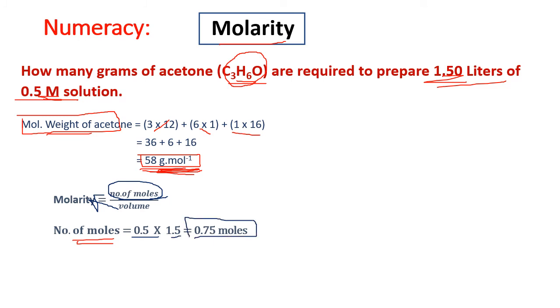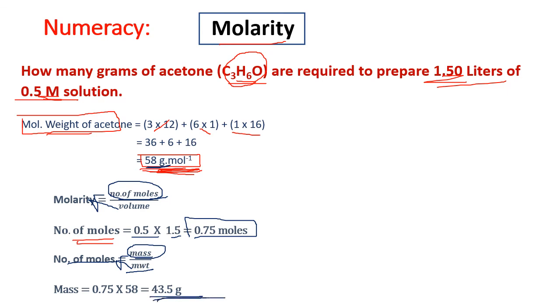Next, we write the second rule. The number of moles is equal to mass over molar mass. Here, I have the number of moles and I calculated the molar mass, 58 grams per mole. So I'll just multiply 58 by 0.75. Then I can get the mass to be 43.5 grams. Please don't forget the units.